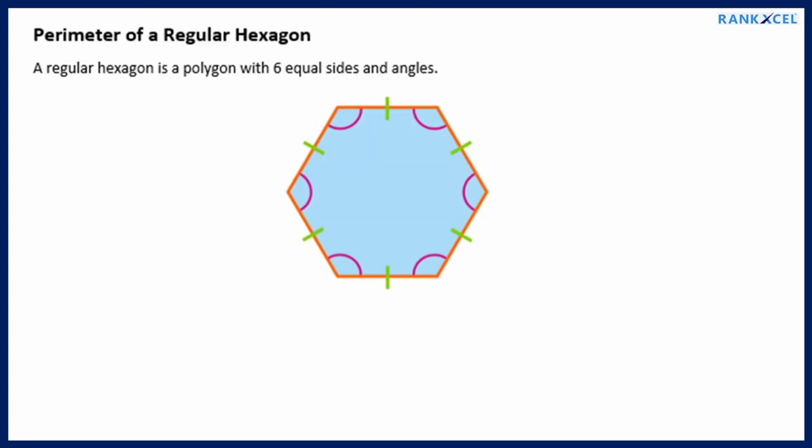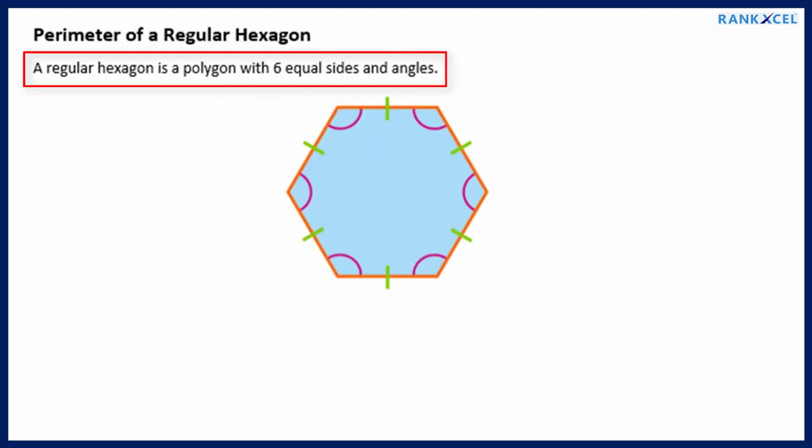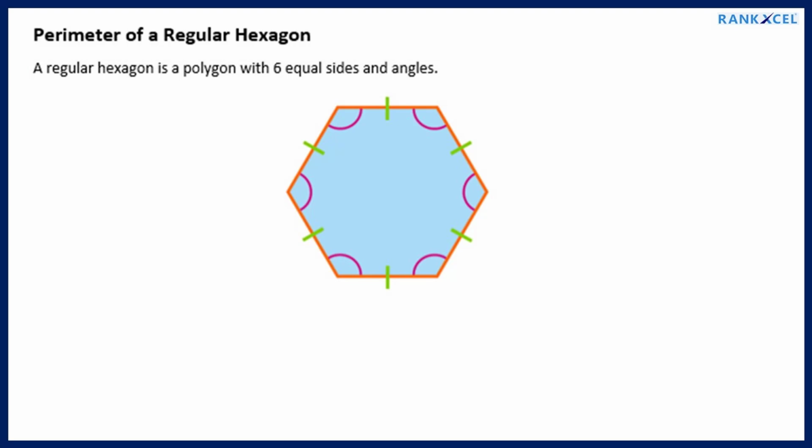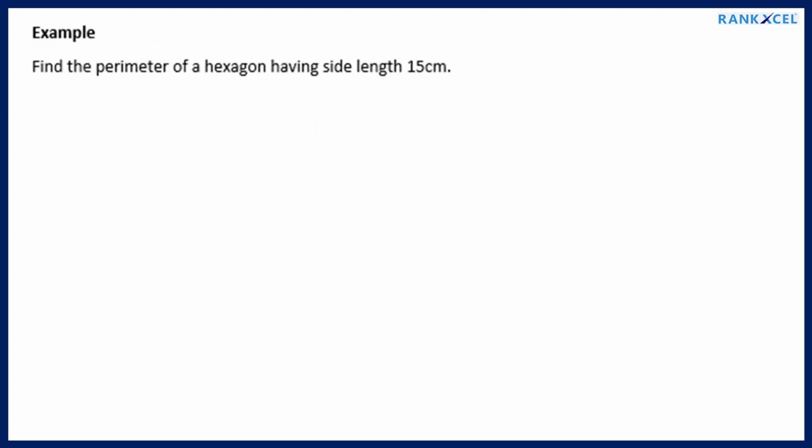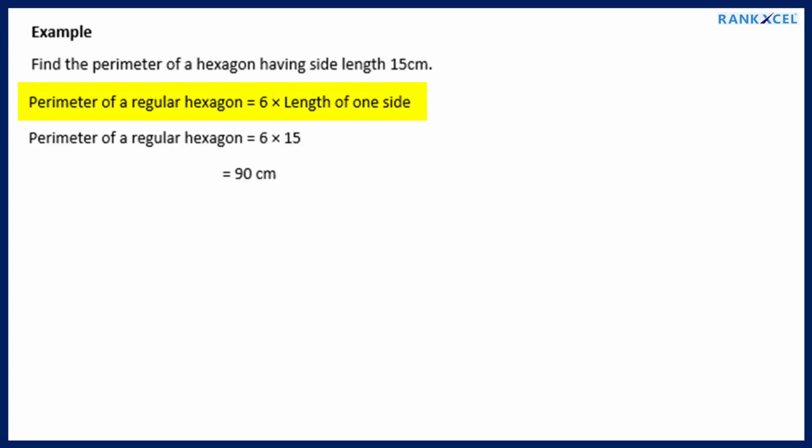Perimeter of a regular hexagon. A regular hexagon is a polygon with 6 equal sides and angles. Perimeter of a regular hexagon equals 6 times length of one side. Example. Find the perimeter of a hexagon having side length 15 centimeters. Solution: perimeter of a regular hexagon equals 6 times length of one side. Perimeter of a regular hexagon equals 6 times 15 equals 90 centimeters.